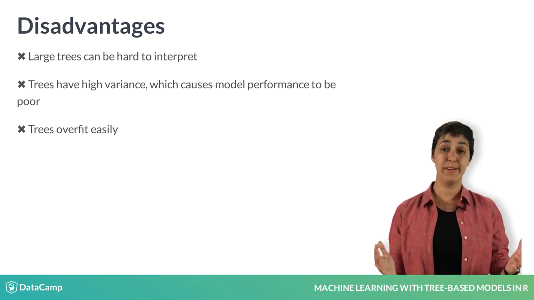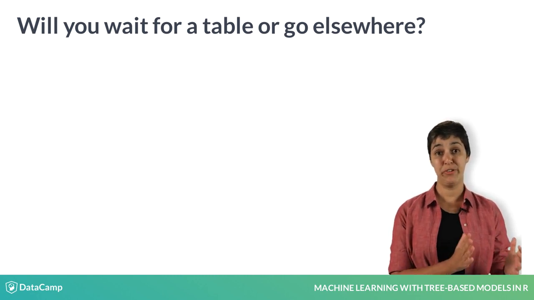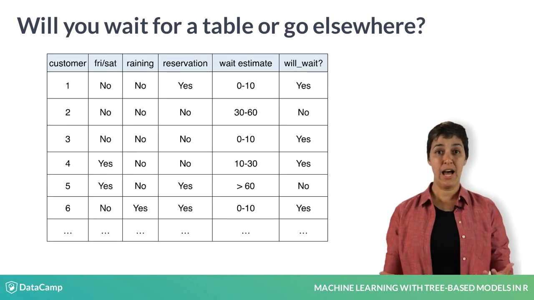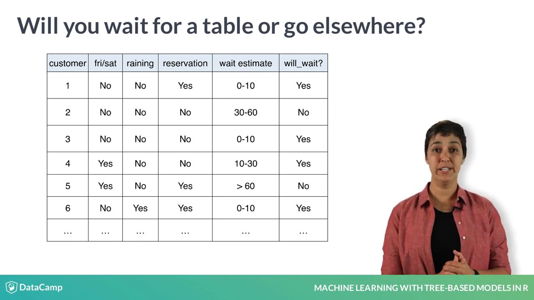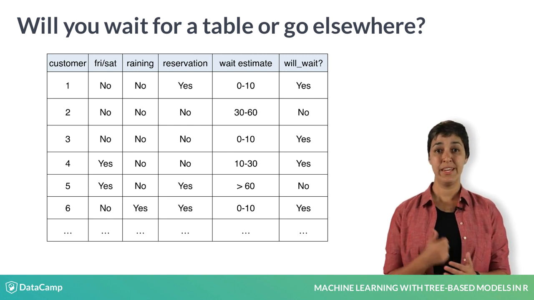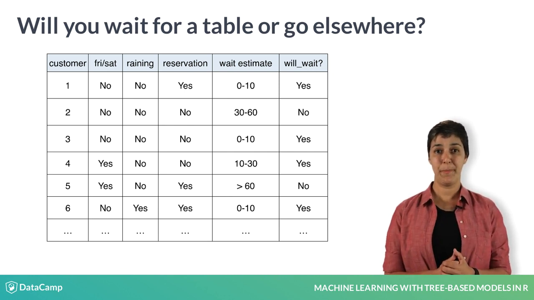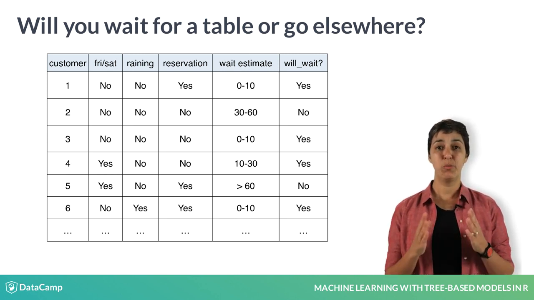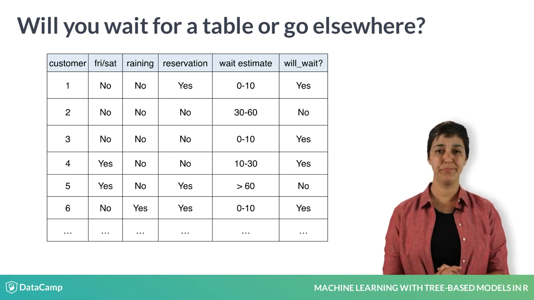Next, we'll go through an example. Let's say your friend is thinking of having dinner tonight at a restaurant near your house. We have some data from past customers with some attributes and the outcome, whether they waited for a table or not. The 5 variables in the data are: is it Friday or Saturday? Is it raining? Did the person make a reservation? What is the wait estimate? Will the person wait for a table? In this example, the goal is to build a classification tree that predicts whether a customer will wait for a table at a restaurant or go elsewhere.